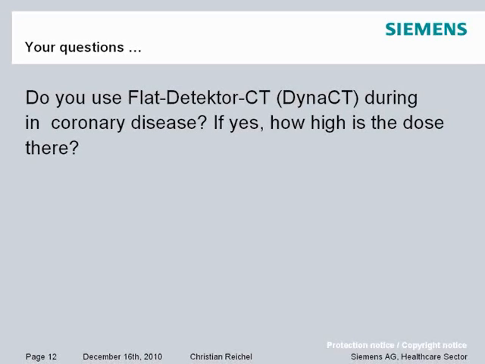Do you use flat detector CT like DynaCT during or in a coronary disease? If yes, how high is the risk there? We don't use it. We don't use DynaCT, which is a fluoroscopic acquisition. It cannot really be used to visualize the coronary arteries very nicely. So that's not something that we can report on at the moment.